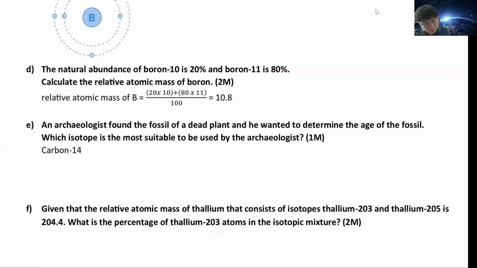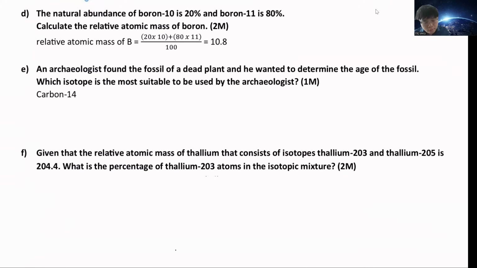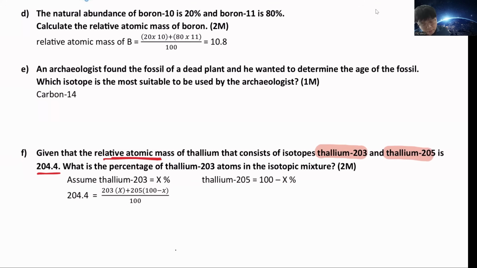Then carbon-14 is the one used to determine the age of a fossil. Another type of question is they're going to give you two isotopes, and the average mass is 204.4. They want you to calculate the percentage of abundance. In this case, you have to assume that 203 is X%, and then 205 will be 100 minus X. Imagine this is 40%, then 205 will be 60. How do you get the 60? You take 100 minus 40.